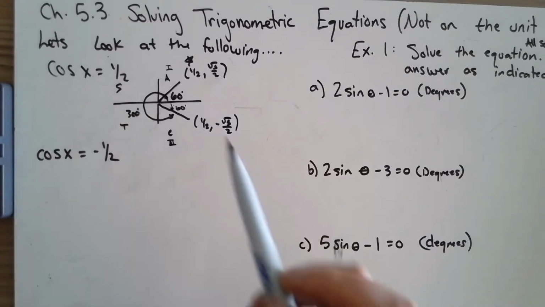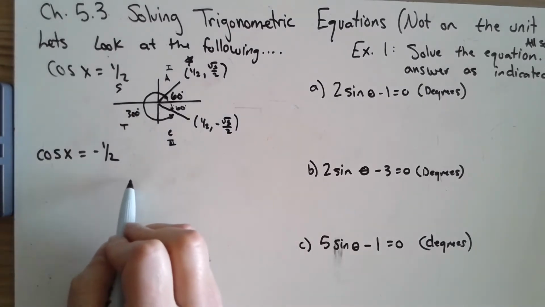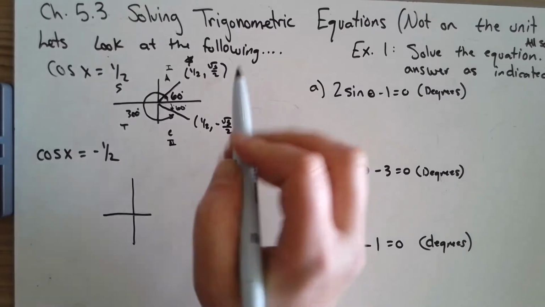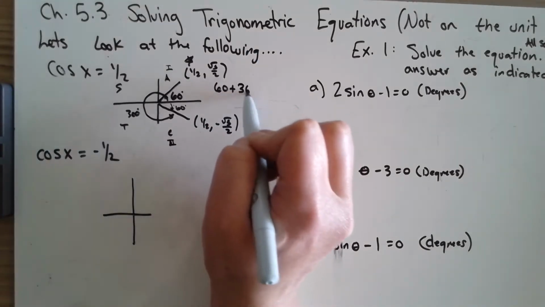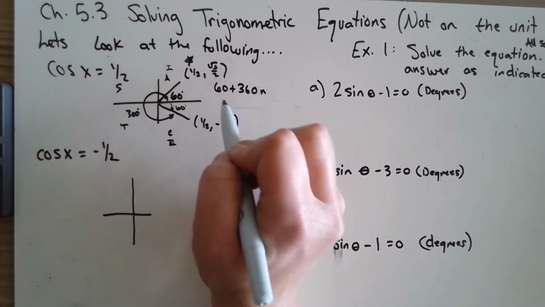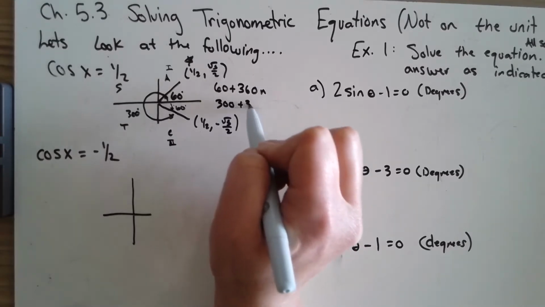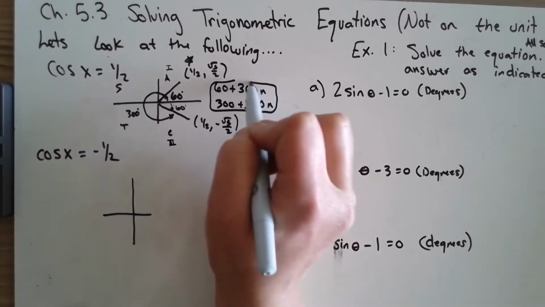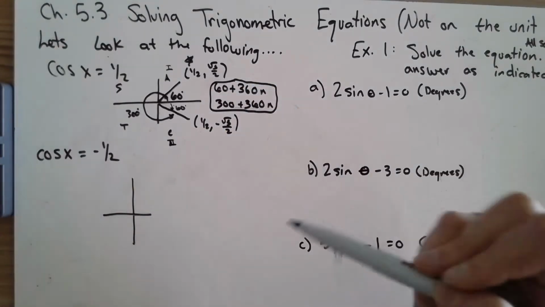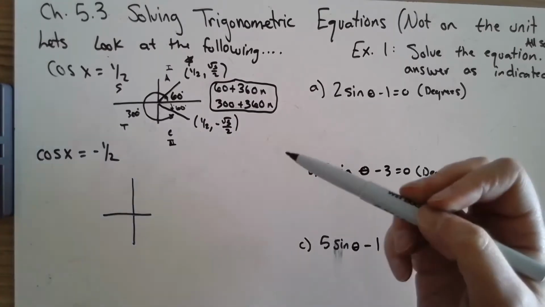Okay, let's look at a half. Oh, so real quick, our answer would be 60 plus 360n and 300 plus 360n if we were finding all solutions. If it doesn't say in a specific quadrant, assume that it's all solutions, okay?